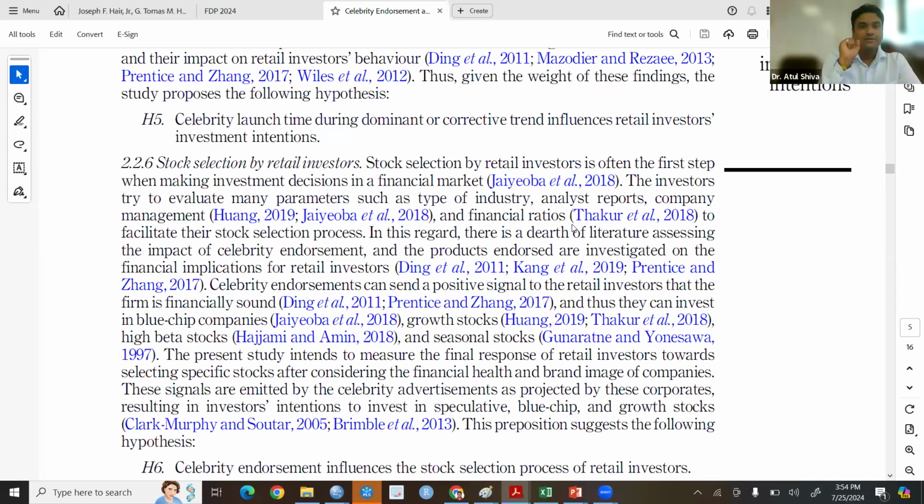In this regard, there is a dearth of literature assessing the impact of celebrity endorsement, and the products endorsed, investigated on the financial implications for retail investors.